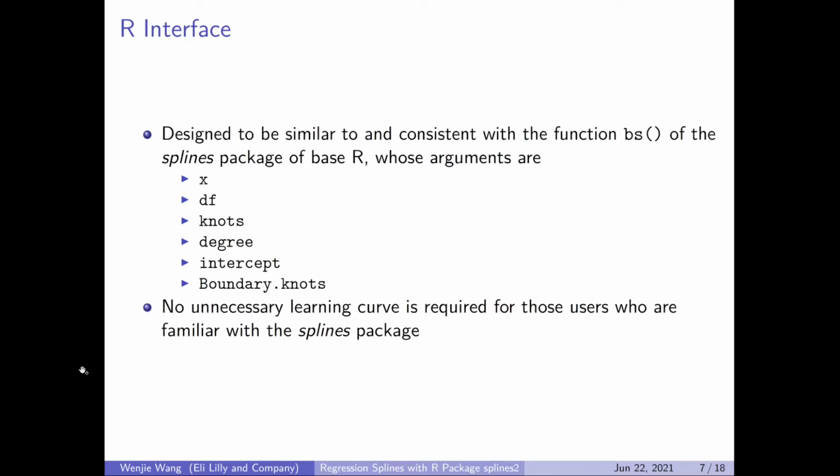So now let's look at the R interface. The R interface was designed to be very similar and consistent with the function bs in the splines package of base R. The bs function in the splines package contains arguments x, df, knots, degree, intercept, and Boundary.knots. By using this consistent interface, there will be no unnecessary learning curve for those users who are familiar with the splines package, in particular the bs function.